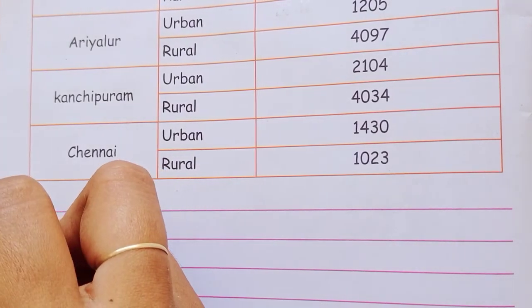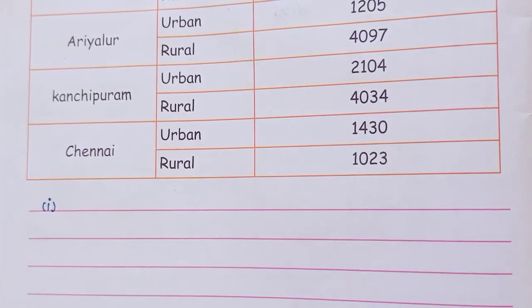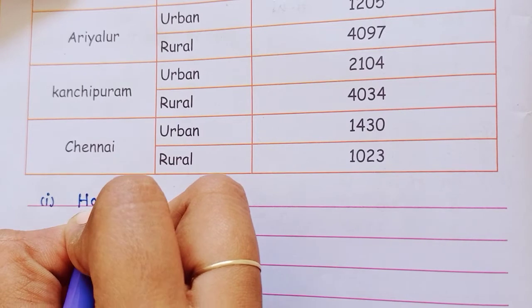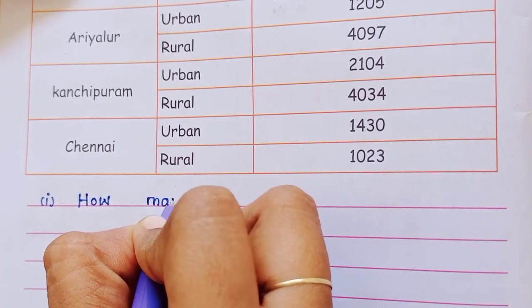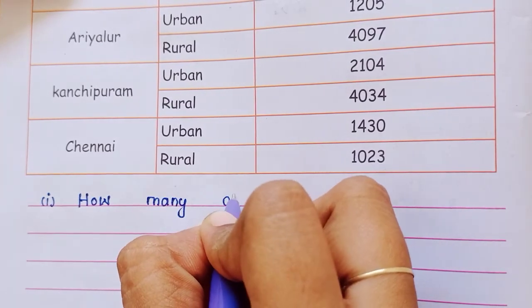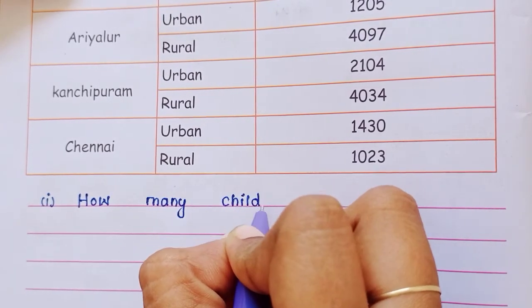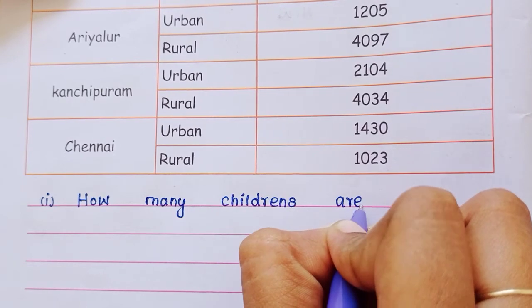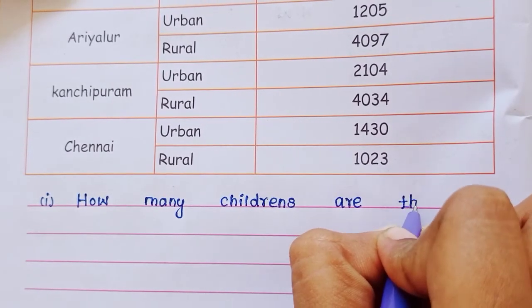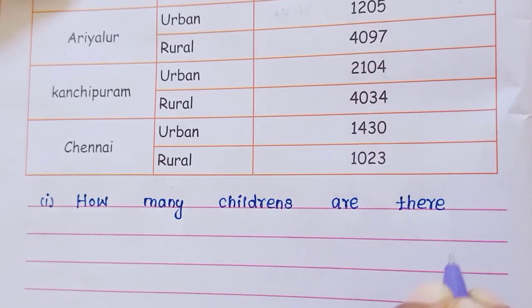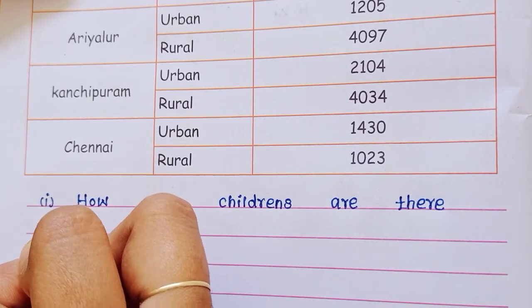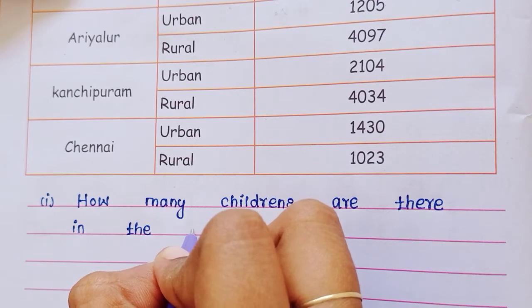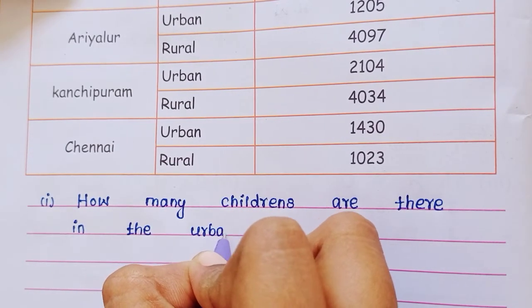Now in this one we want to make the question. The first one: how many children are there in the urban?